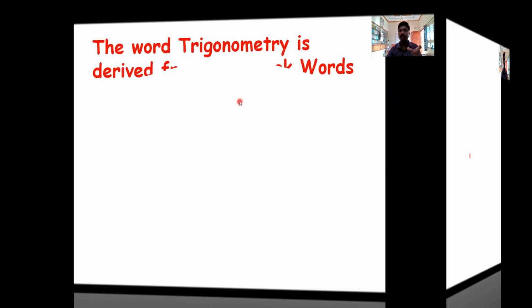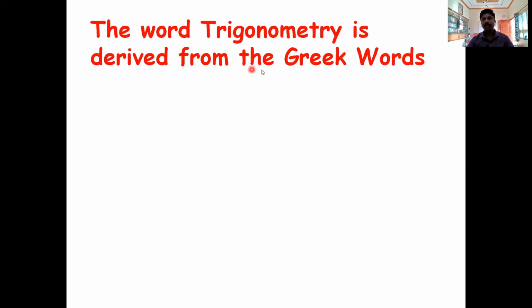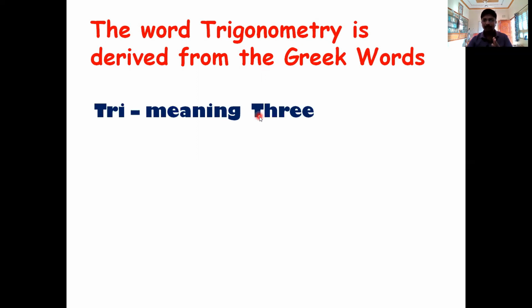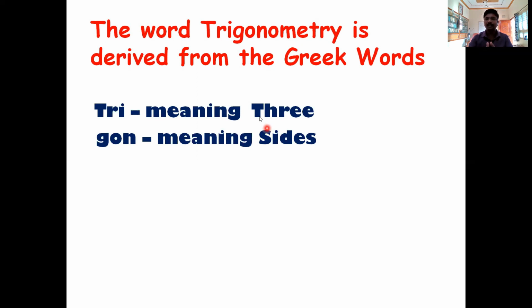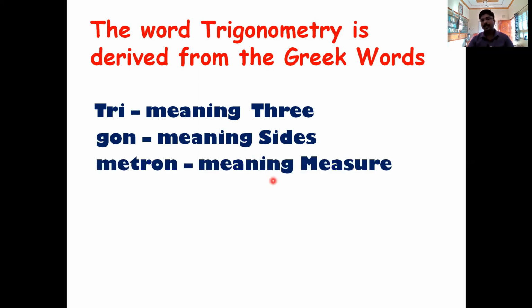Then let us understand the meaning of the word trigonometry. The word trigonometry is derived from the Greek words tri, meaning three, gon, meaning sides. That means a three-sided figure, which is nothing but a triangle. Metron, meaning measurement. Then what is the definition of trigonometry?